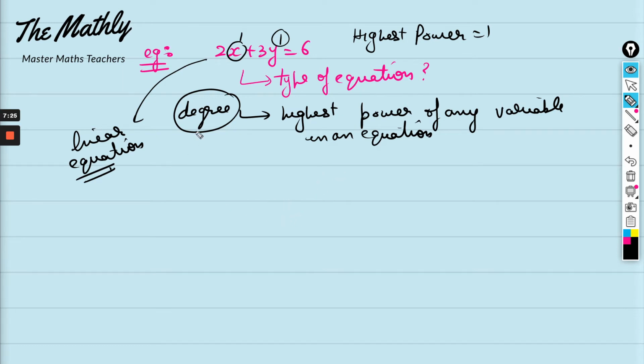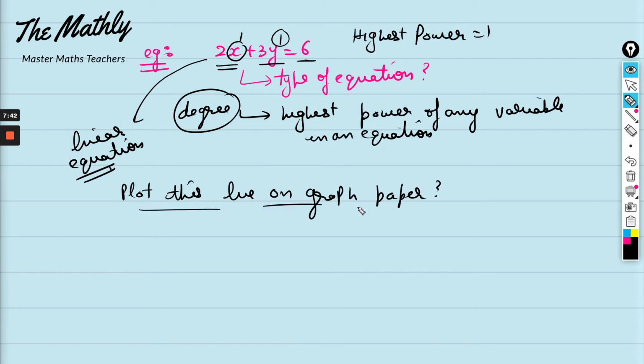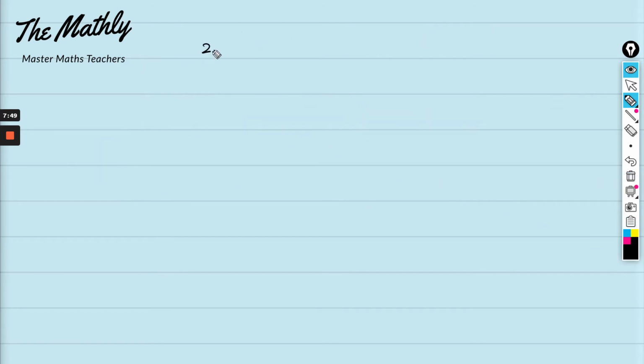Is that okay? Now the question comes, what? Let's suppose I want to plot this line. Let me write it over here. Let's suppose I want to plot this line on a graph paper, how can we do it? Let's try to understand. Now the equation is 2x plus 3y is equal to 6. That's your equation. Again, let me try to draw the graph.